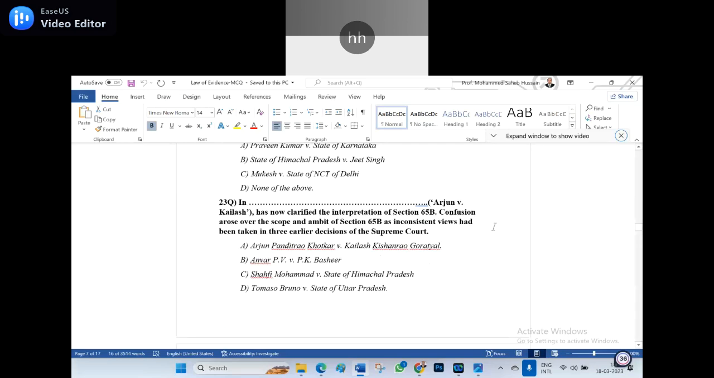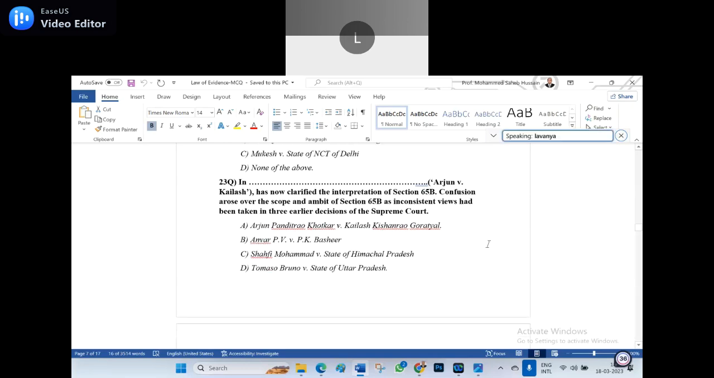A. Arun Pandit Rao Kotkar versus Kailash Krishna Rao Gortial, B is Anwar PK versus PK Bashir, C. Shafi Muhammad versus State of Himachal Pradesh, and D. Tommaso Bruno versus State of Uttar Pradesh. I already gave the answer. Option B, sir, Anwar versus PK? I already gave the answer in the question itself. Yes, sir, option A. Option A is the case law. Please remember the case law.